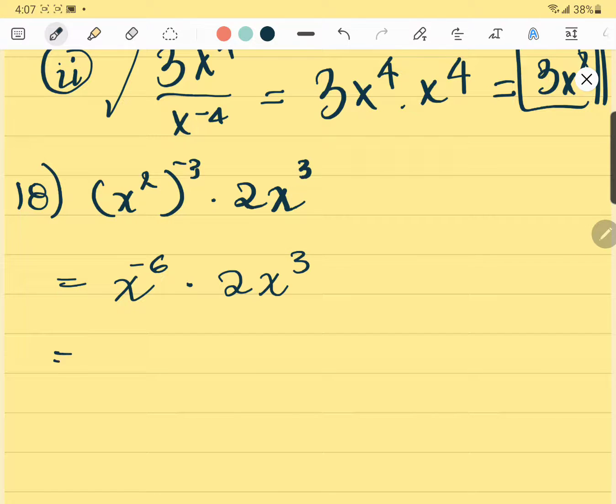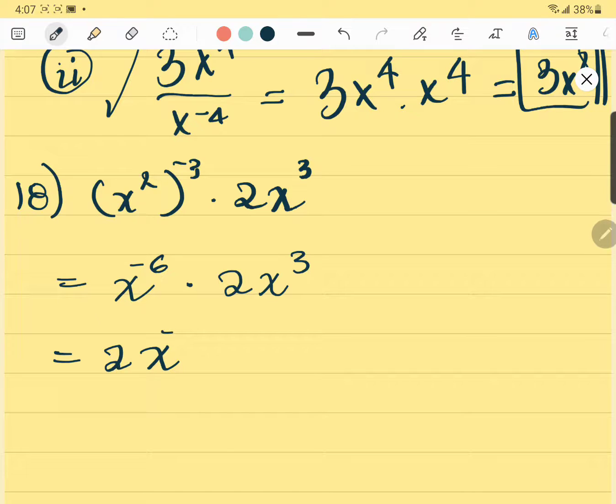And then from here, what are we gonna do, guys? We're gonna take care of the bases. Or if you want, we can put the number in front. Two things: just put the number in front, and letters. So take care of the number first, 2. Now take care of the letters, right? Same base. What do you do, guys? And what's this called? This is the product rule. So we're gonna add the powers. That's gonna be negative 6 plus 3 is negative 3.